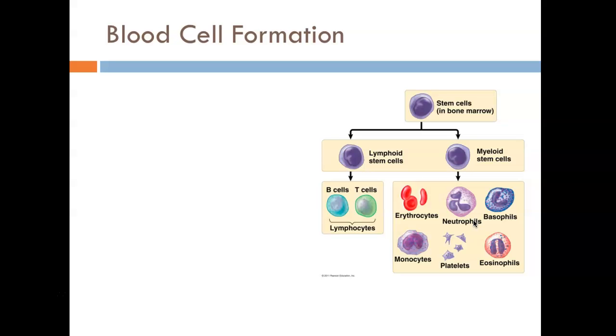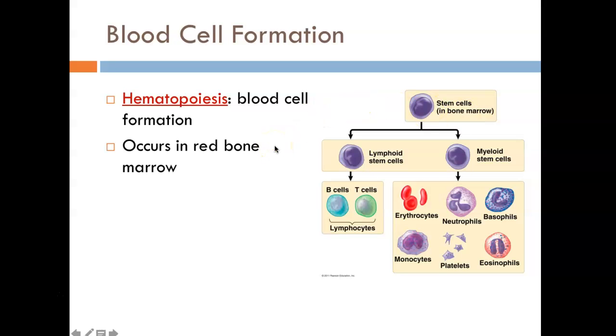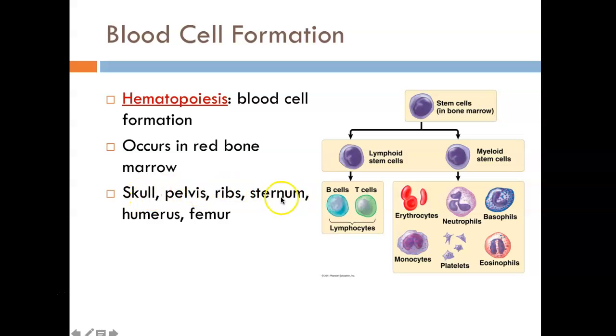Next page. So here's how blood cells are formed. Remember I said stem cells? A stem cell is a cell that doesn't have a job yet. It's stored in the bone marrow, which, as the name implies, is in the bone, in that spongy liquid part of the bone. And it's going to undergo a process called hematopoiesis, where blood cells form from stem cells. It occurs in the red bone marrow of the skull, pelvis, ribs, sternum, humerus, and femur. You know where the skull, the pelvis, and the ribs are, the sternum is in the middle of the chest, and the humerus and femur are your arm and leg bones.